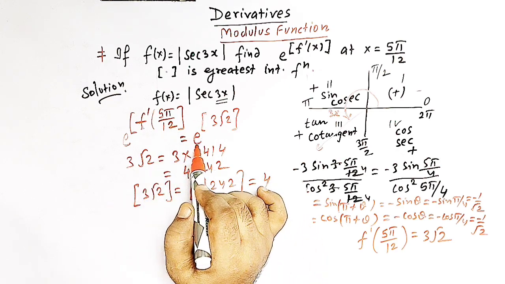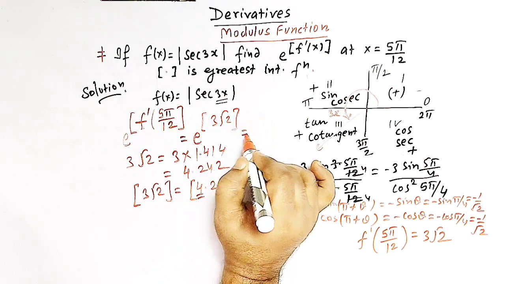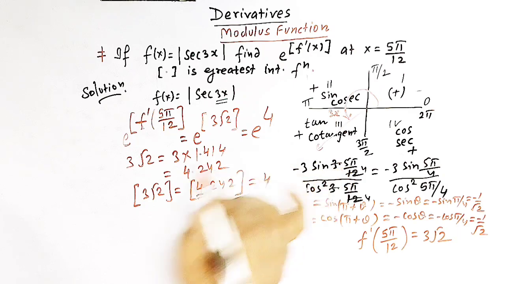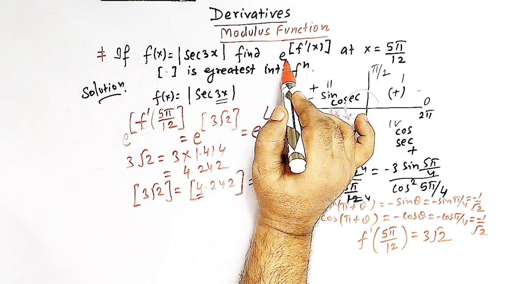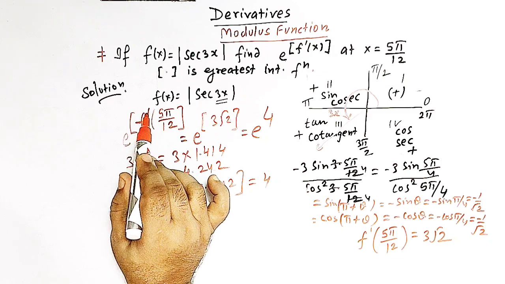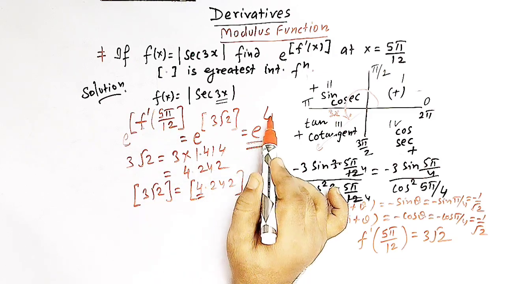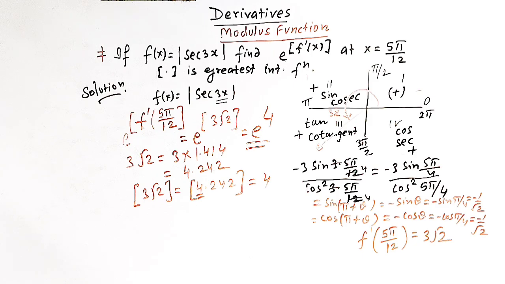So the value of e raised to greatest integer of 3 root 2 is given by e raised to 4, right? So the value of this expression, that is e raised to greatest integer of f prime of 5 pi by 12, is equal to e raised to 4.